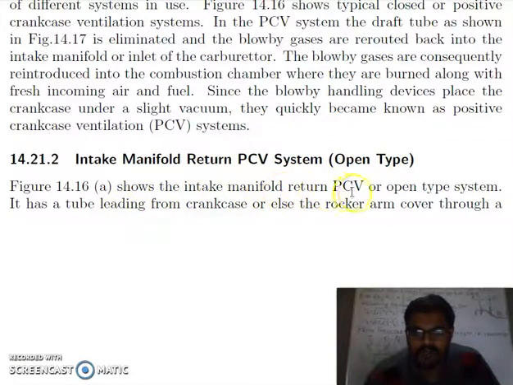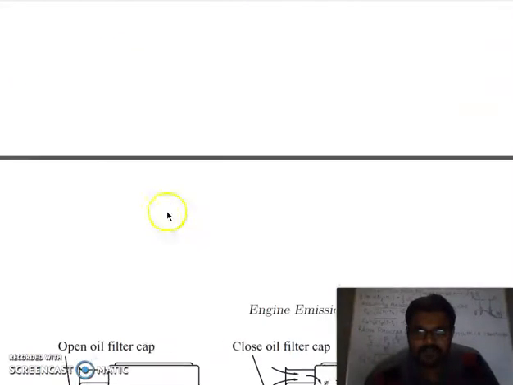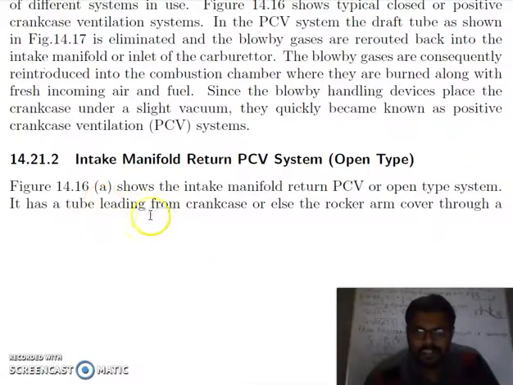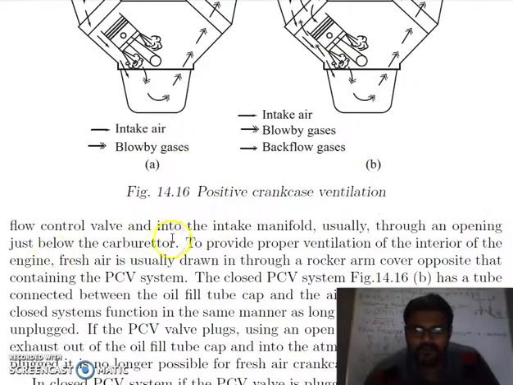This shows the intake manifold return positive crankcase ventilation, or open type system. This is figure 14.16a. Here you can see this is the open type, so we'll discuss it. It has a tube leading from the crankcase or else the rocker arm cover through a flow control valve and into the intake manifold, usually through an opening just below the carburetor.